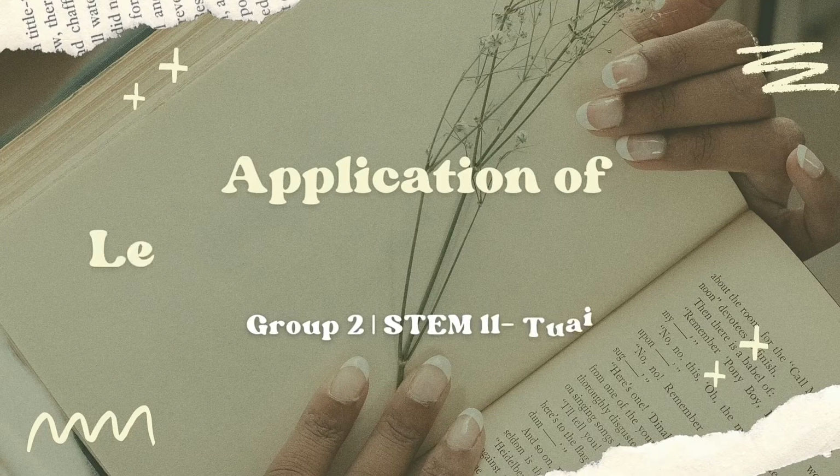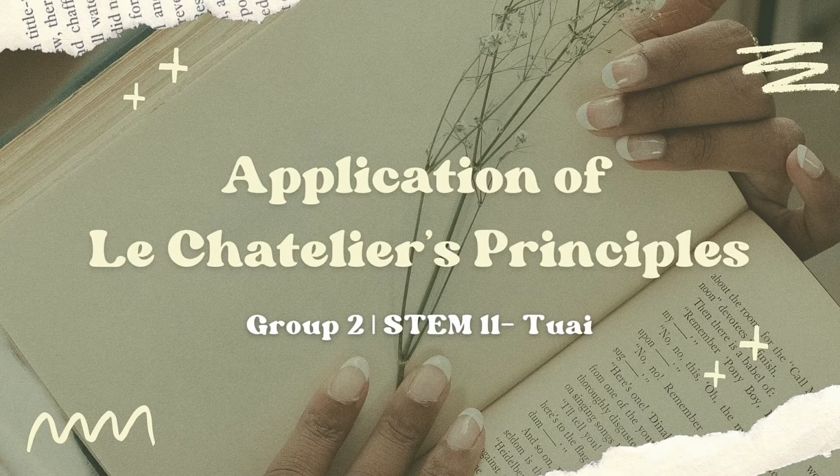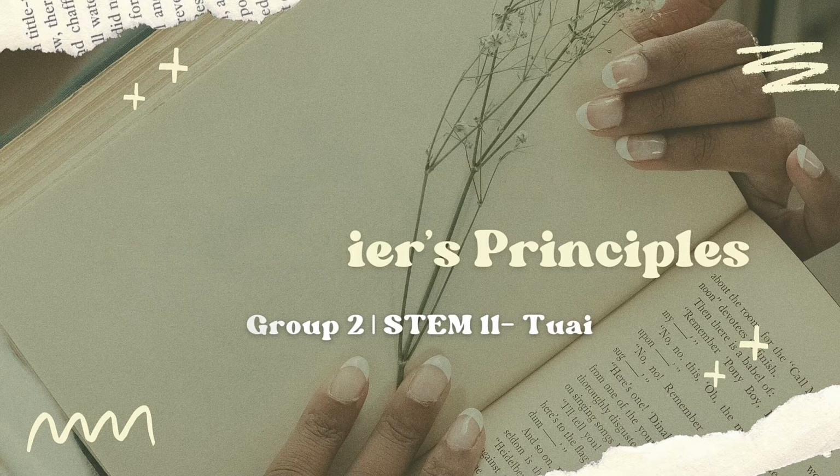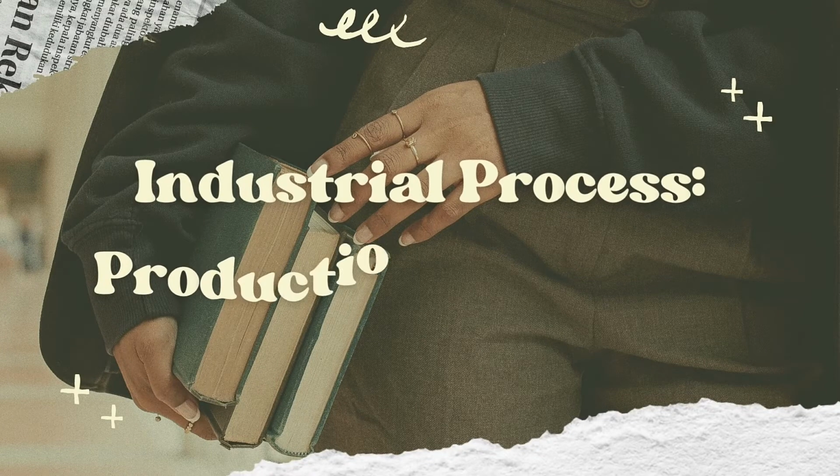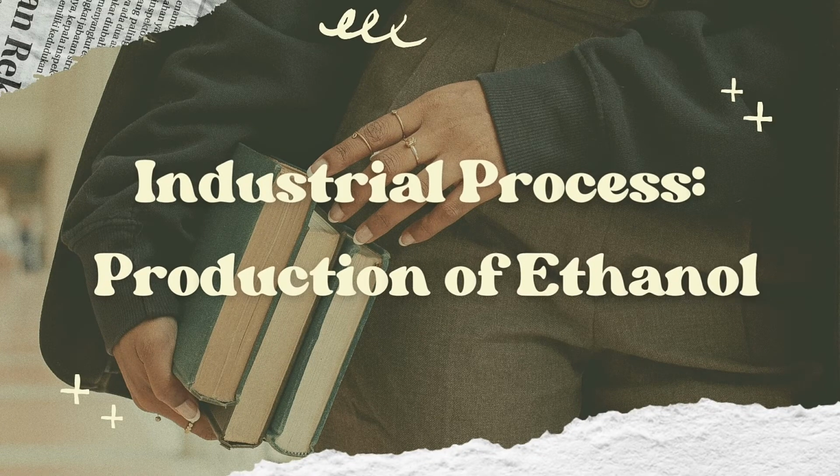Good day everyone! We are Group 2 of STEM 11 to Y and we are going to present the application of Le Chatelier's principle. The industrial process that we will be using in our presentation is the production of ethanol.